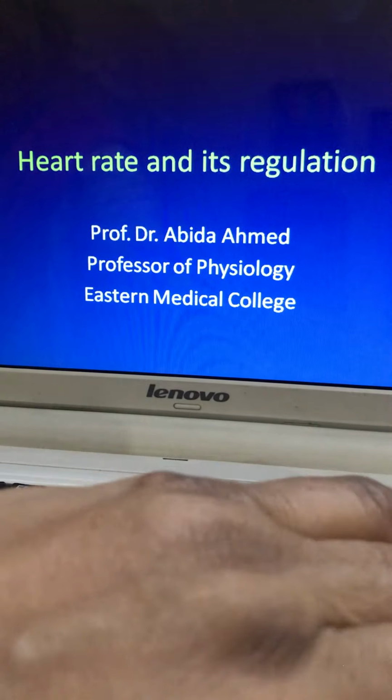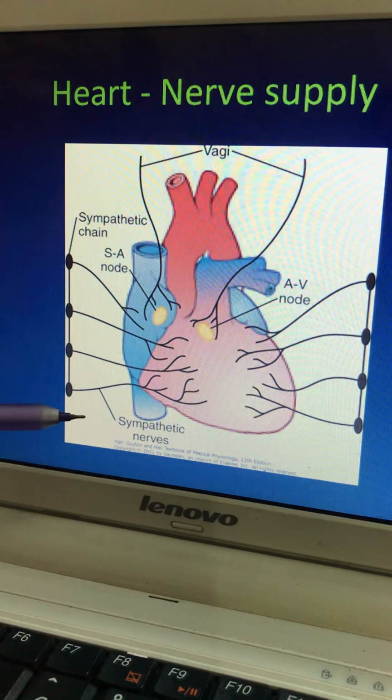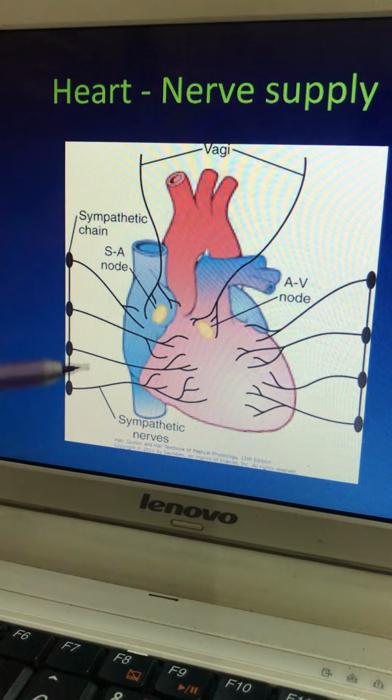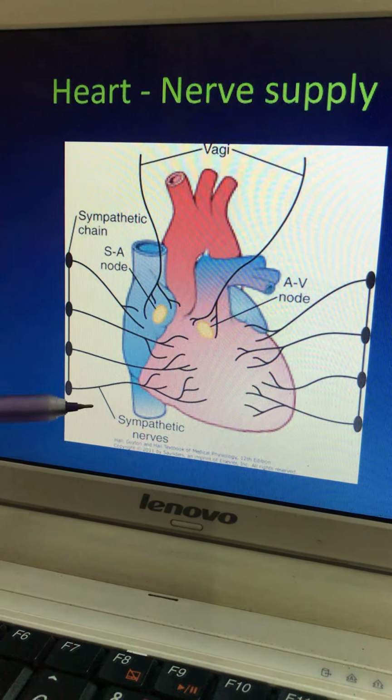Now, to know about the heart rate and regulation of heart rate, we must know about the nerve supply of the heart. Nerve supply of the heart is by the autonomic nervous system. The autonomic nervous system has two parts, sympathetic and parasympathetic. Parasympathetic nerve supply is through the 10th cranial nerve, that is the vagus, and sympathetic nerve supply is from the sympathetic chain of the lower cervical and upper 6 thoracic segments.